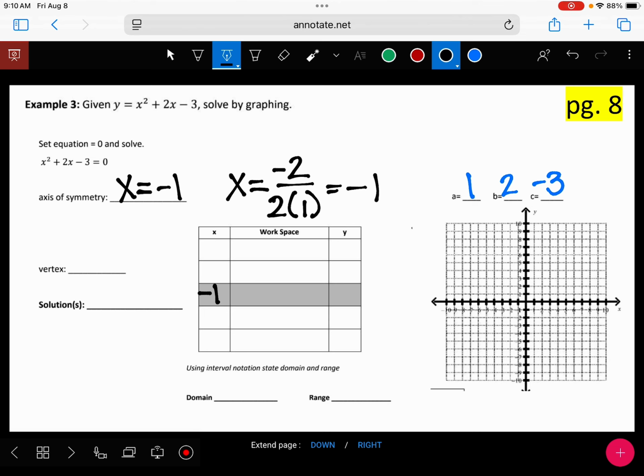So now let's find the y value. Take that equation, and we're going to type in y equals x squared plus 2x minus 3. So I'm putting a negative 1 in both of these parentheses. So go ahead and see what you get for your y value.